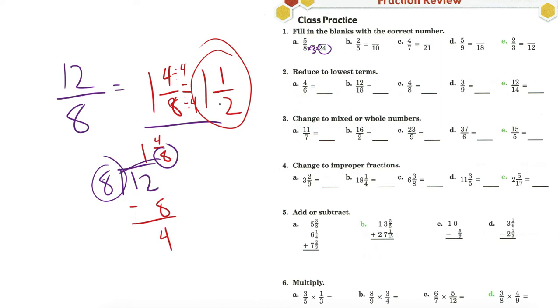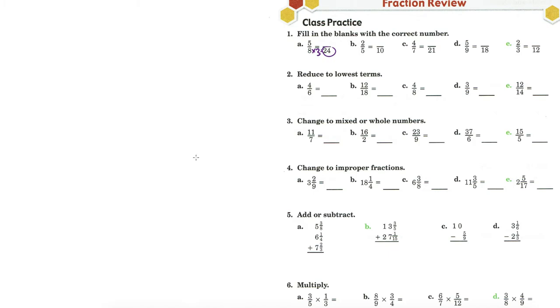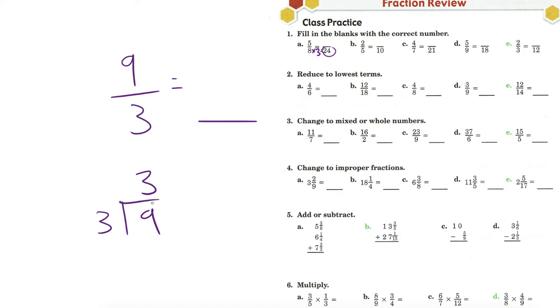So you might not always get a remainder. So let's do one without a remainder. Let's do 9 over 3. Okay, so change this to a mixed or a whole number. If I divide 3 into 9, 3 goes into 9 3 times. 3 times 3 equals 9. Subtract that, 0. So there's no remainder, so I don't have a fraction here. So it's just 3. Okay, so no fraction.